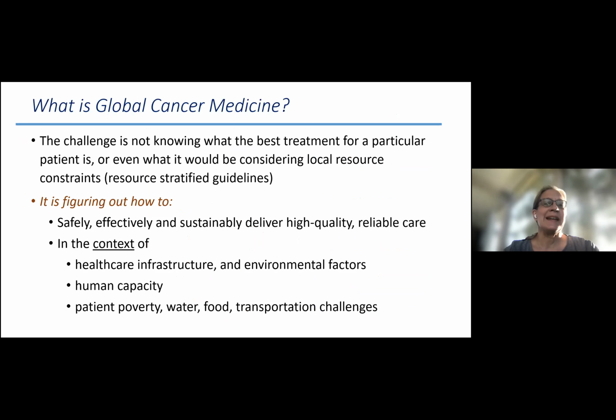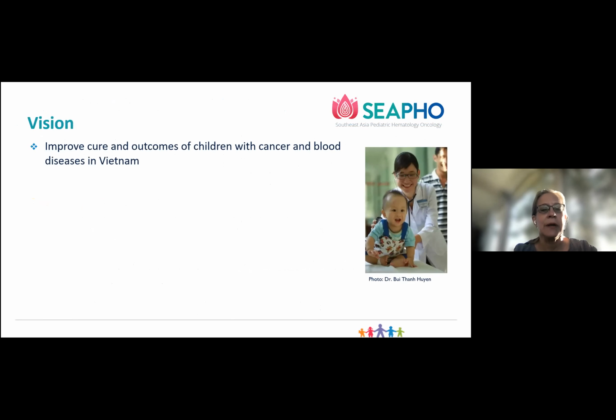So what is global cancer medicine? The challenge is not knowing what the best treatment for a particular patient is, or even what it should be considered a local resource constraints. It's really figuring out how to safely, effectively, and sustainably deliver high quality, reliable care in the context of healthcare infrastructure and environmental factors, human capacity, and patient poverty, water, food, or transportation challenges. So it's really addressing the needs of the individuals in country, and particularly the children and their families with cancer. And so I'm going to hand it over to Anu, who's been my partner through all of this, who is going to delve more into how we are addressing this, and in particular, how we are thinking about it in the context of bone marrow transplant.